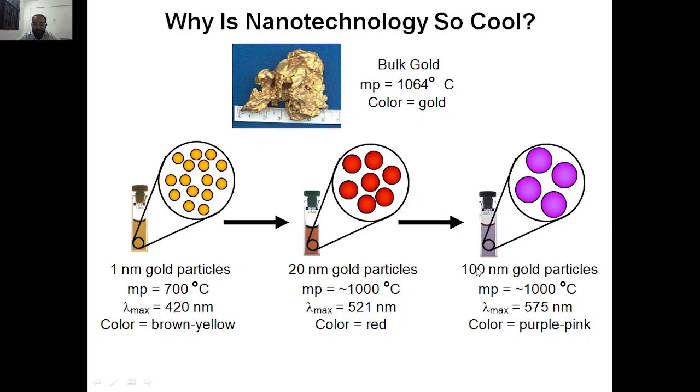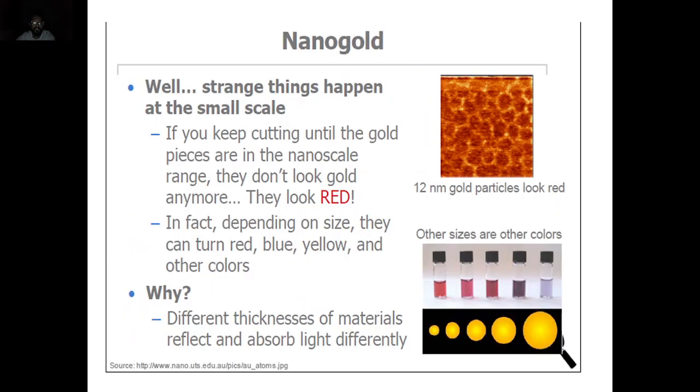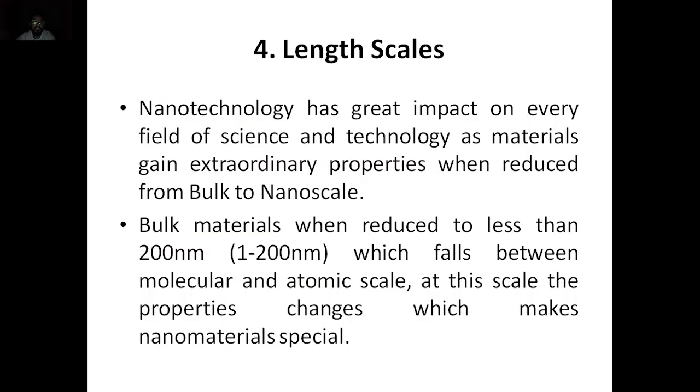If I reduce that from 100 to 20 nanometer, I get red in color. If I reduce that to 1 nanometer, I again get a brownish yellowish color. There is a lot of difference, right? As the size changes from 1 to 20 nanometer, the properties are changing. From 20 to 100, again the properties keep changing. That's the beauty of the length scale at the nanostructure.